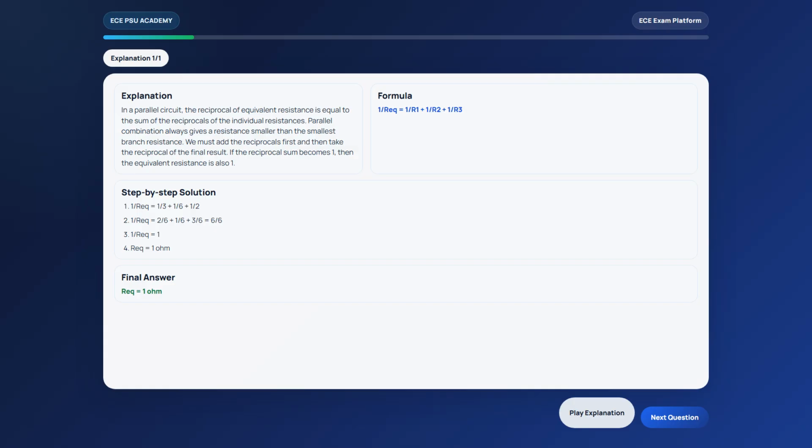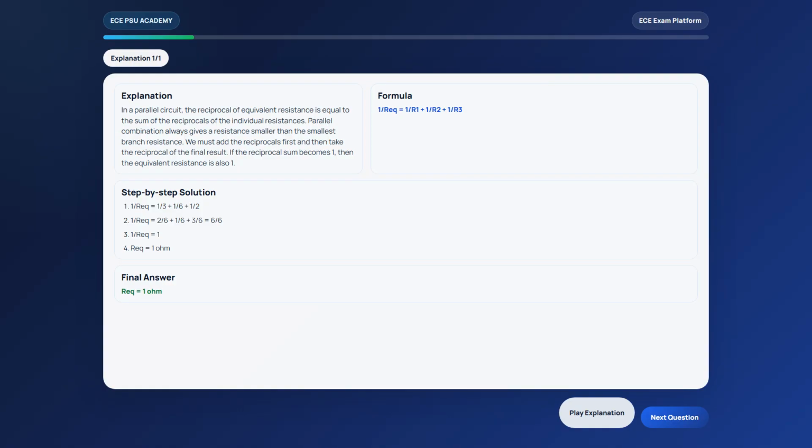In a parallel circuit, the reciprocal of equivalent resistance is equal to the sum of the reciprocals of the individual resistances. Parallel combination always gives a resistance smaller than the smallest branch resistance. We must add the reciprocals first and then take the reciprocal of the final result. If the reciprocal sum becomes 1, then the equivalent resistance is also 1.